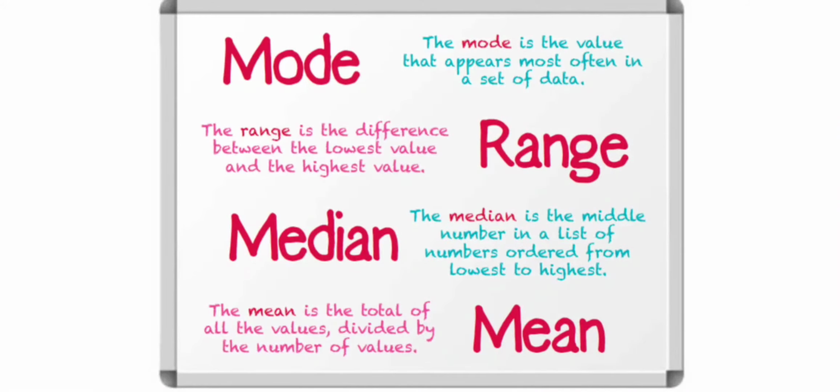So the summary is: mode is the value that appears most often in a set of data. Range is the difference between the highest and lowest values. Median is the middle number in a list of numbers ordered from lowest to highest. And mean is the total of the values divided by the number of values. This is the summary of chapter 3.